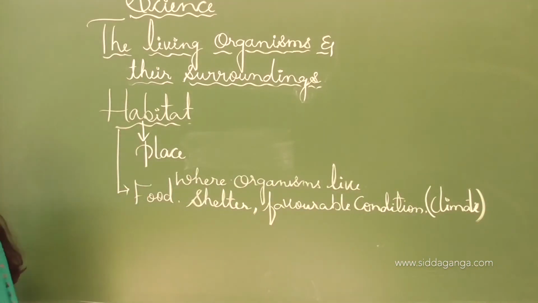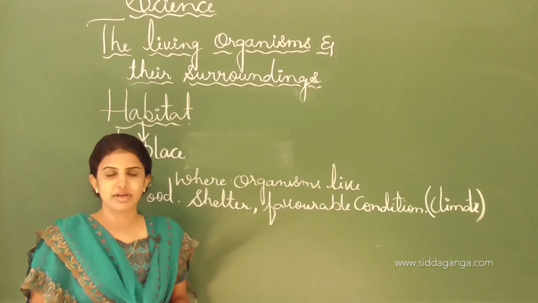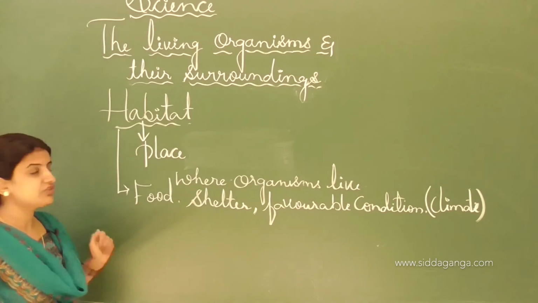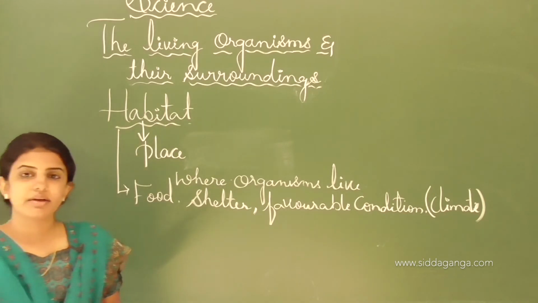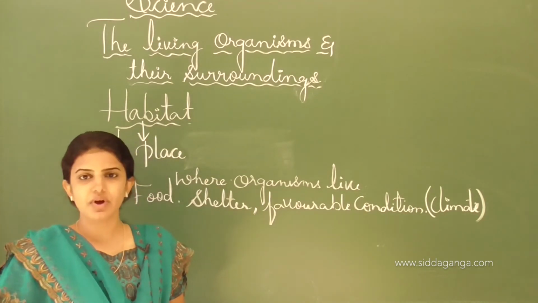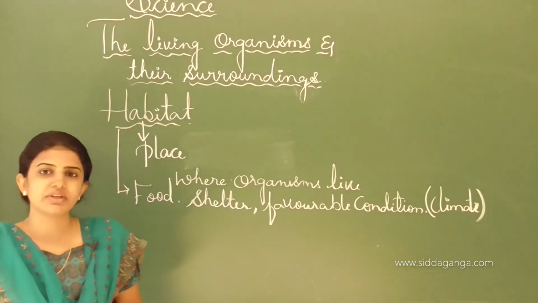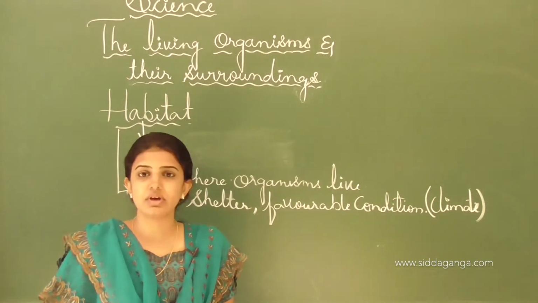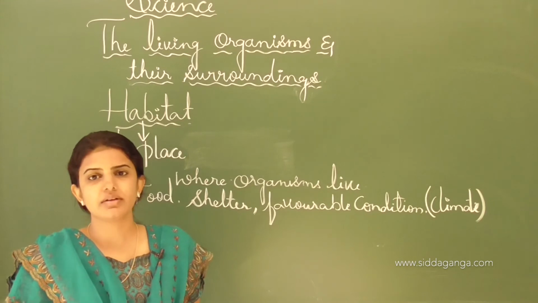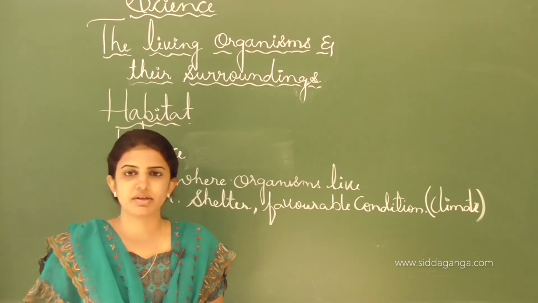And also several kinds of animals and plants live in the same habitat, and this is all about the brief introduction about the habitat. And next we shall move on to the types of habitat. Habitat can be classified into two main categories. One is the terrestrial habitat and another one is the aquatic habitat.